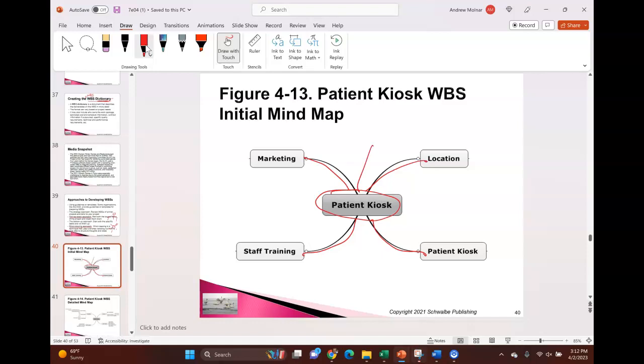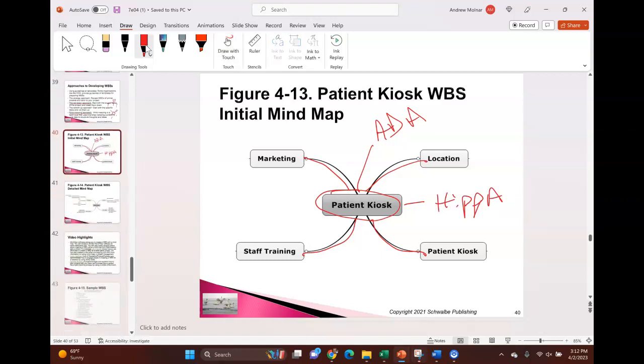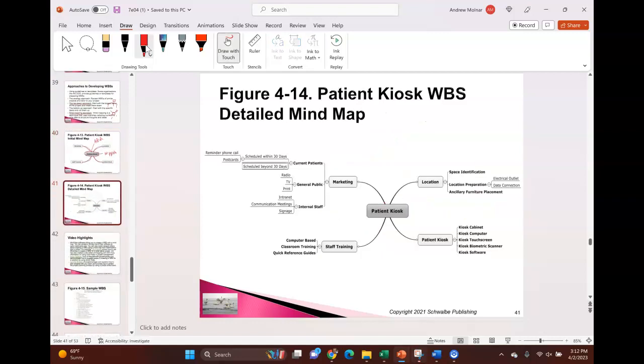If it's a patient kiosk, I might consider ADA, right? The Americans with Disabilities Act. I might consider HIPAA, right? Or policy, right? I could go on all day. And this is a starting point to a great mind map. You build it out with your team.